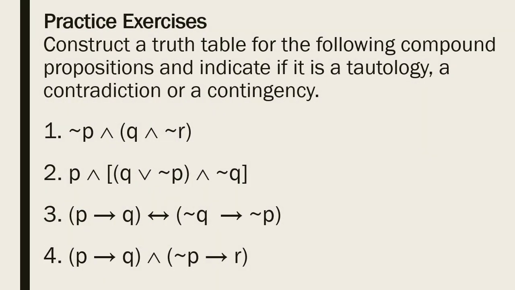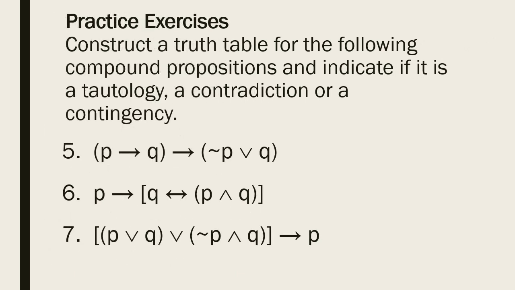For practice exercises, construct a truth table for the following compound propositions and indicate if it is a tautology, a contradiction, or a contingency. I'll be sending you a worksheet to answer with the same given for numbers 1, 2, 3, and 4. We're going to do the same for items number 5, 6, and 7. So construct a truth table, then indicate if it is a tautology, a contradiction, or a contingency.